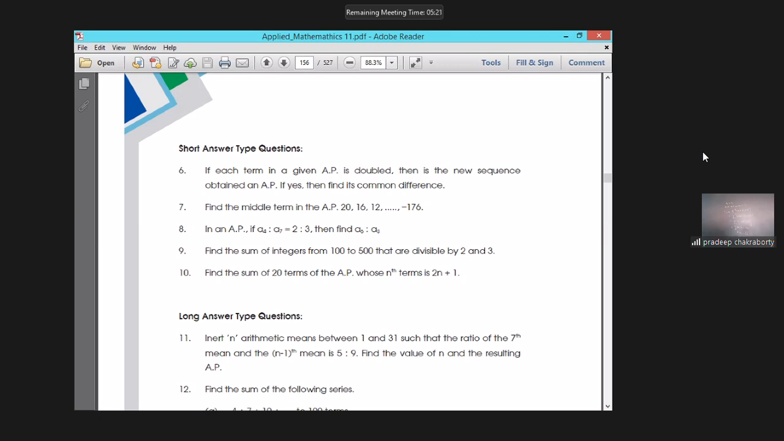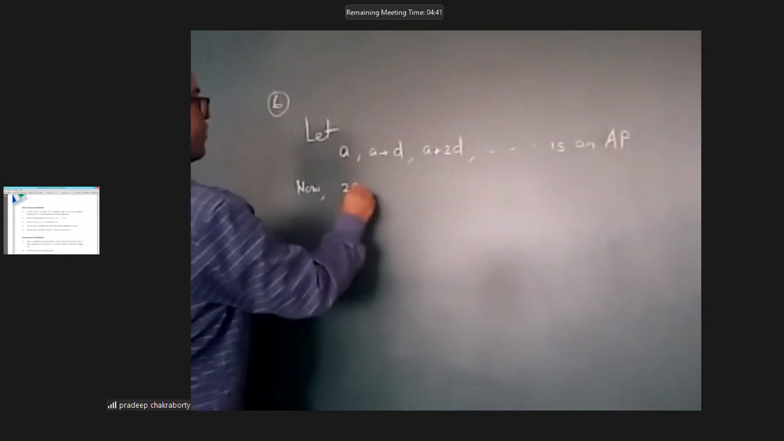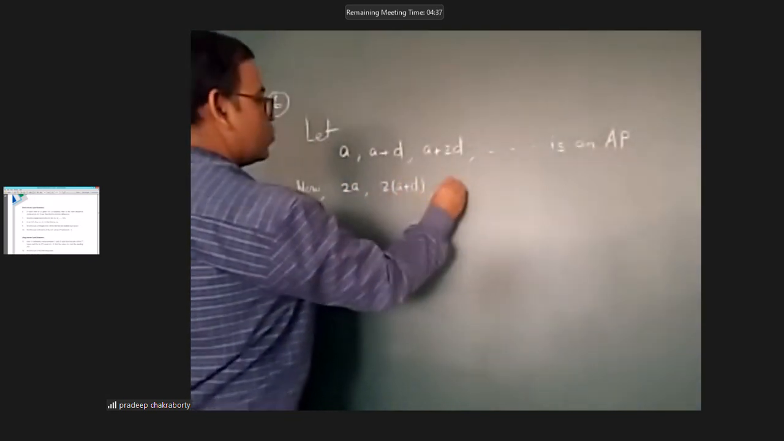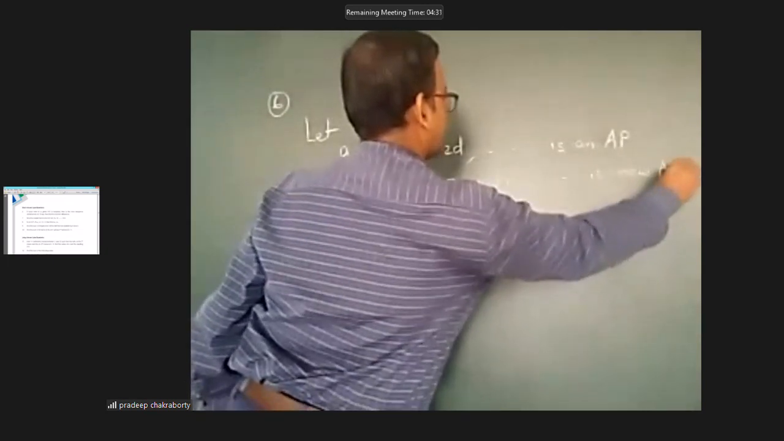So let us consider an AP. Don't take a particular AP, take just a general AP: a, a plus d, a plus 2d, that is an AP. The question is, if you double the terms, then what is the common difference? So now we are doubling the terms: 2a, 2a plus 2d, 2a plus 4d. This is our new AP.